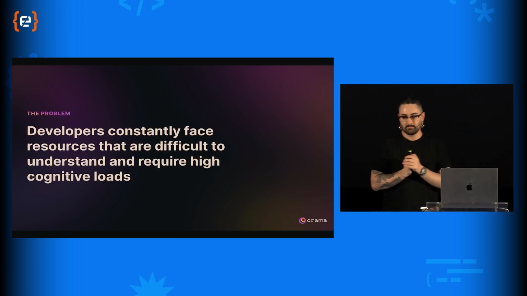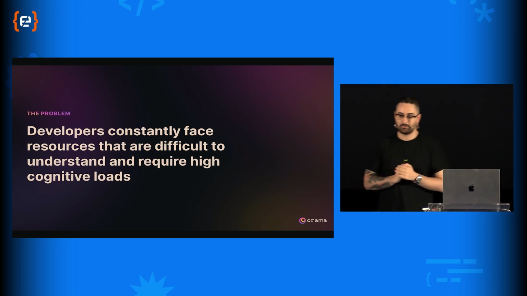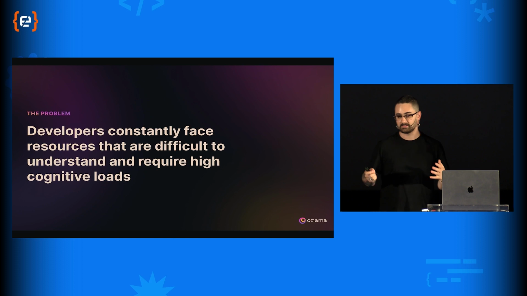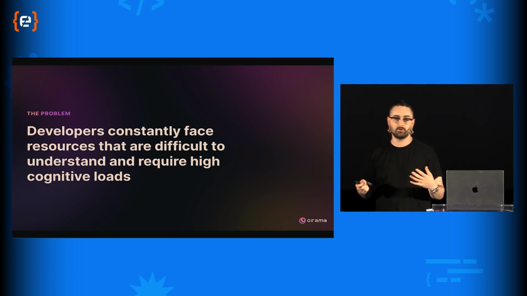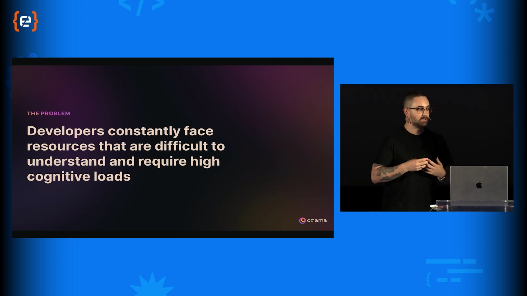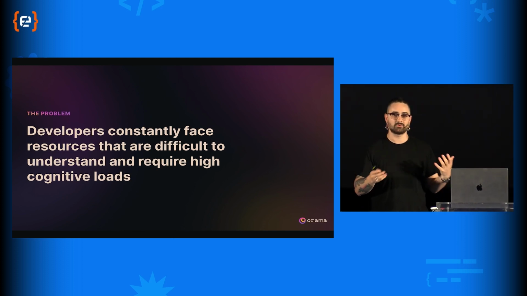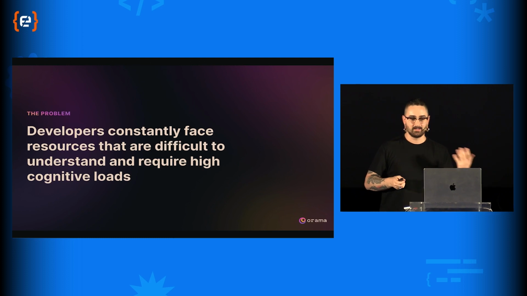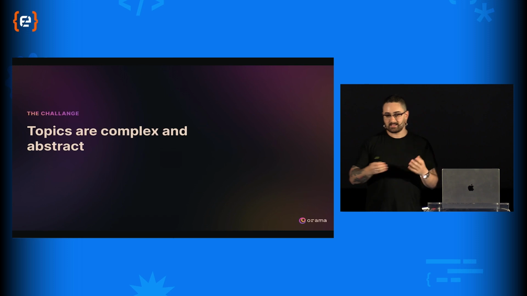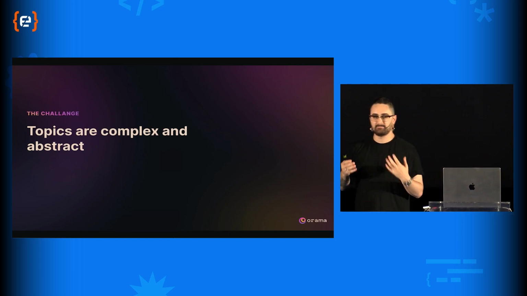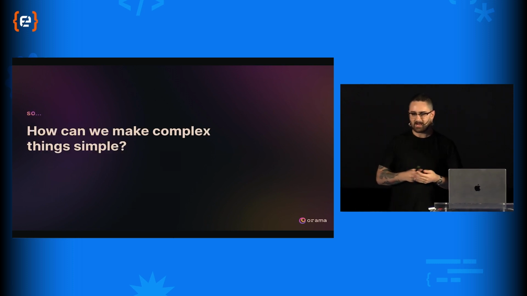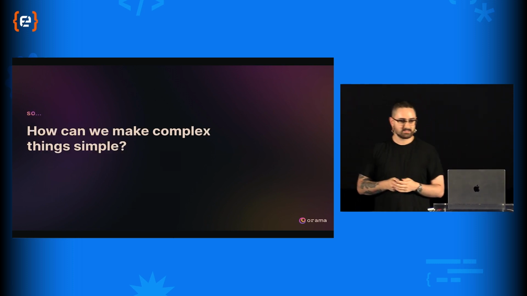So, first thing we noticed, a big problem for us was that developers constantly face resources that are difficult to understand and require high cognitive loads. And that's specifically true whenever you go into explaining how algorithms for full-text search work, why you should adopt either a solution or another. The challenge in that sense is that the topics are complex and abstract most of the time. So how can we make this a bit more accessible, right? So how can we make complex things simple?